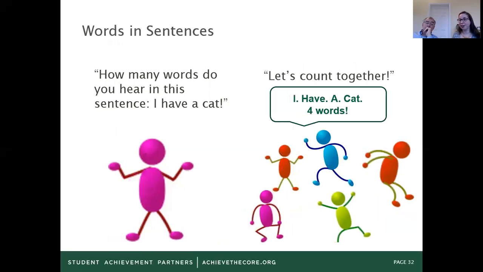Right. Moving to an example with words and sentences. Here, the focus is hearing and counting words in sentences. So the teacher is saying the sentence and asking how many words, and the students are counting and naming those words together. So they're chorally counting, they're responsible for the doing.